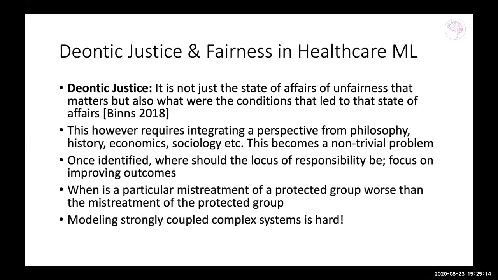And even if we could identify them, the question is, where's the locus of responsibility? One partial way to address this is that instead of focusing on these things, we just focus on improving the outcomes. And there are a host of other related questions, such as in what circumstances mistreatment with respect to a particular dimension is worse than mistreatment of the protected group as a whole in society. I'm not stating or implying that mistreatment is fine in any way, but it's just a relative, quote-unquote, badness of different situations. So if I were to summarize the main issue here, it would be that it's extremely hard to model strongly coupled complex systems.